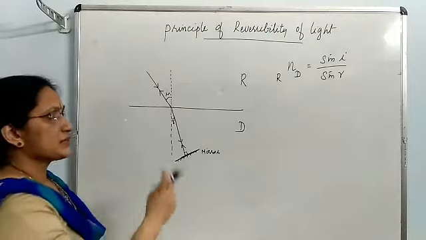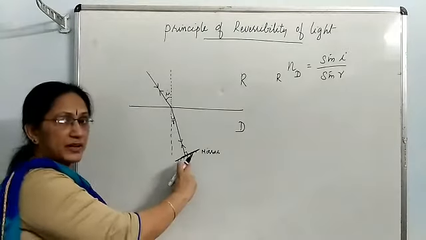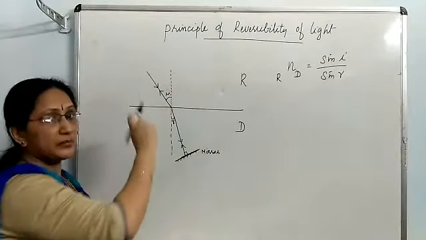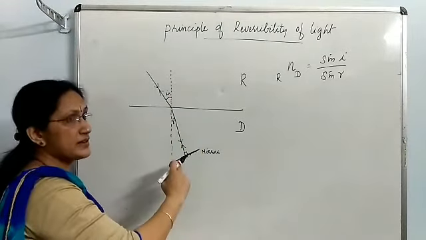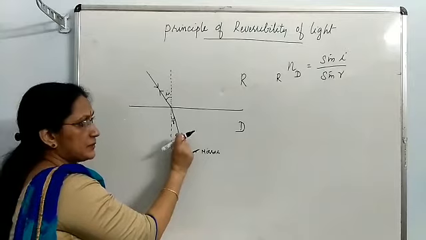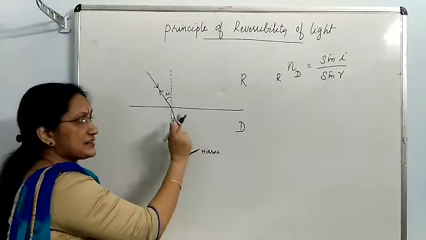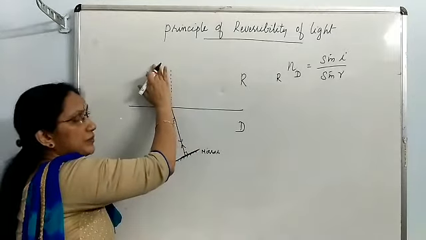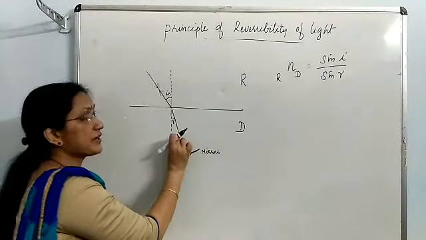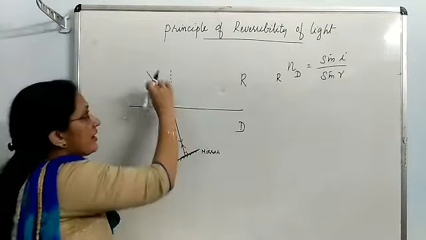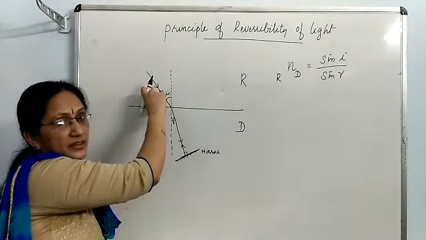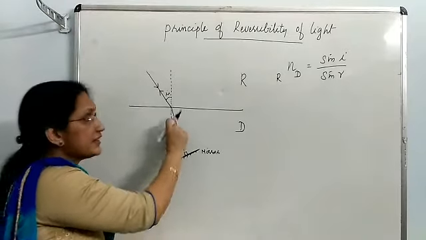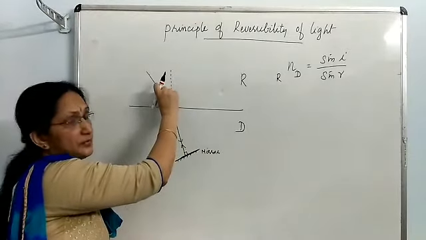Then here, after reflection, the light ray is travelling from denser to rarer medium. That means this ray becomes the incident ray and this becomes the refracted ray. So this angle will be considered as the angle of incidence and this is the angle of refraction.